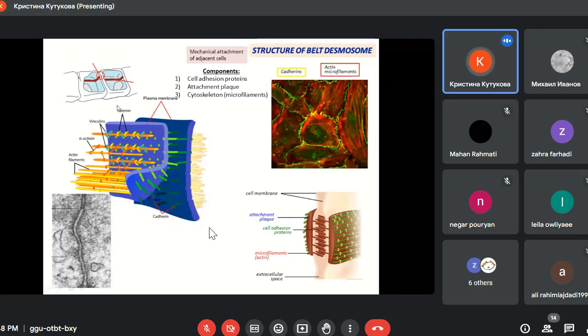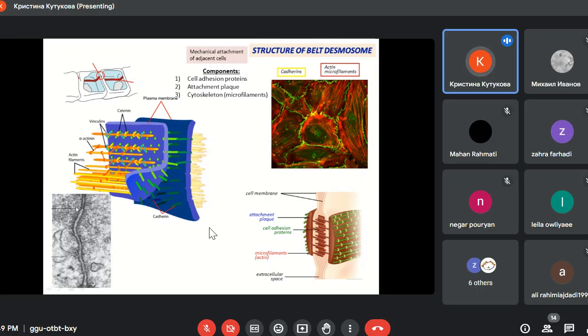It is composed of the proteins which are called catenin, vinculin, and alpha-actinins. These are actin-binding proteins. The function of attachment plaque, once again, is to attach cadherins, cell adhesion proteins, to intracellular, which means inside the cell, actin filaments, elements of cytoskeleton, and cytoskeleton microfilaments, which go along the membrane of the cell.